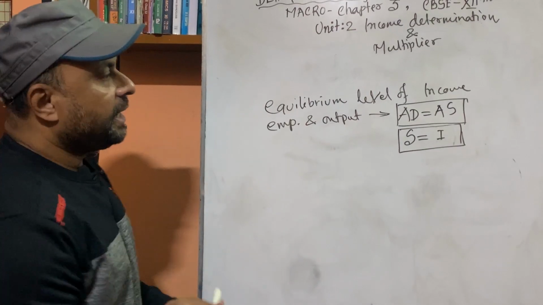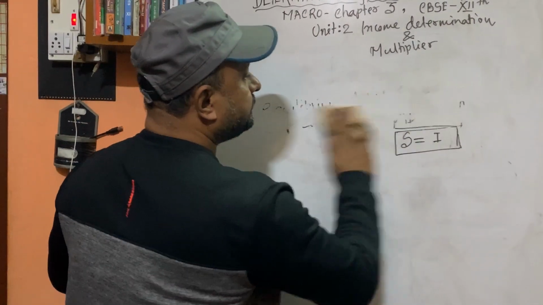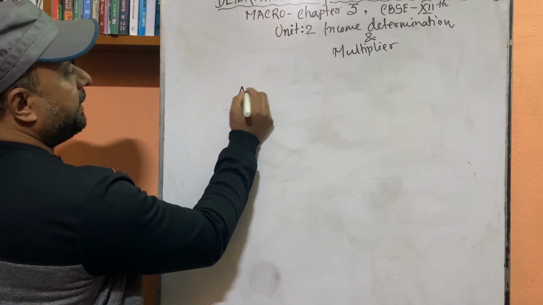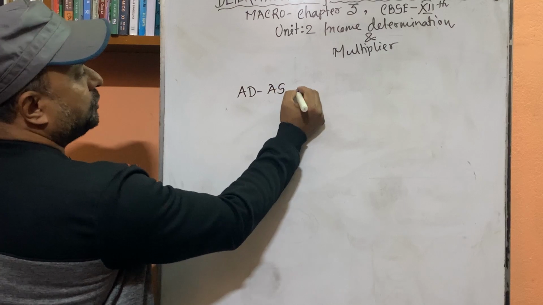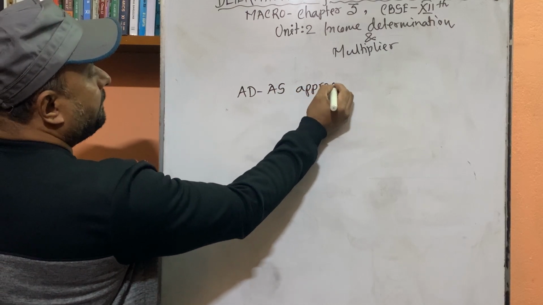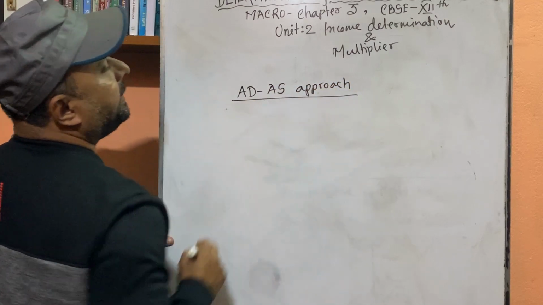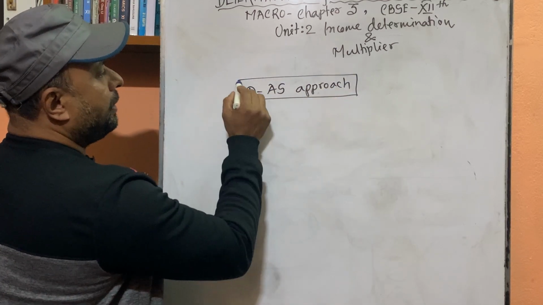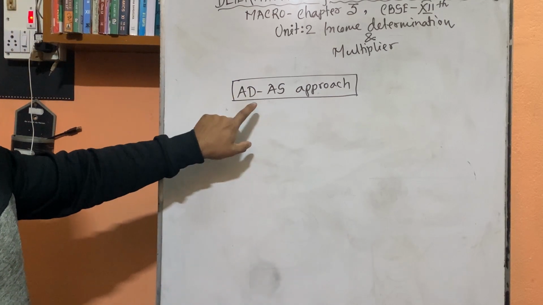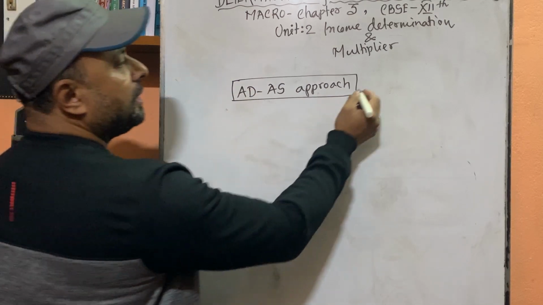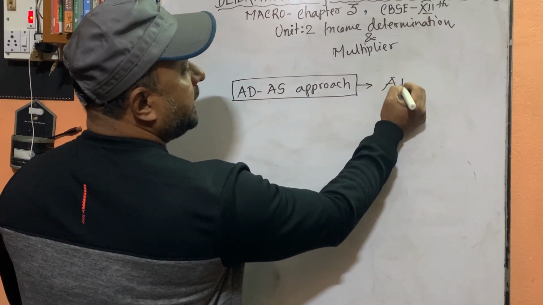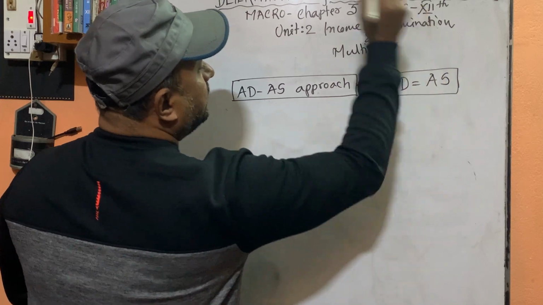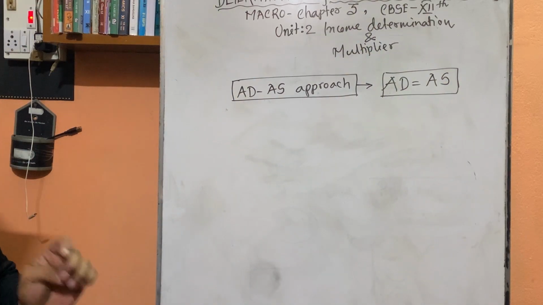Now let us start with AD and AS, aggregate demand and aggregate supply. This is called the AD-AS approach to determine the equilibrium level of income and employment. According to this approach, the equilibrium level is determined at that level of the economy where the country's aggregate demand and aggregate supply are both equal. At that level, the country's equilibrium level of income is determined.